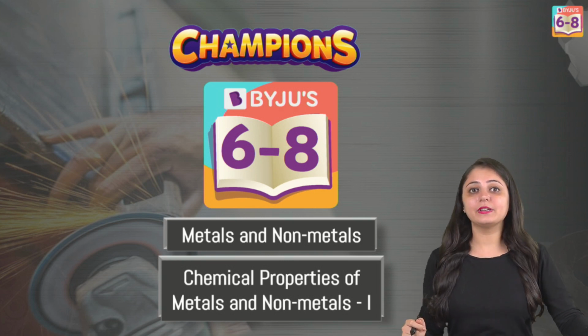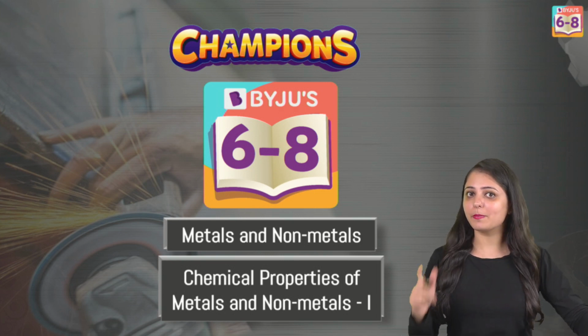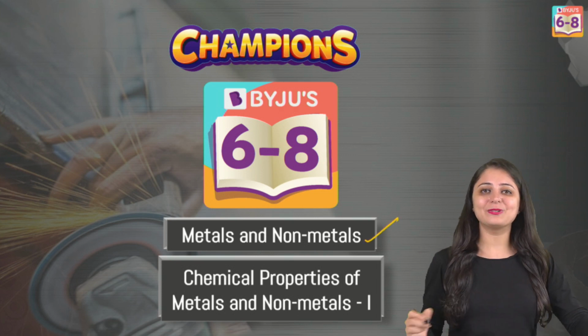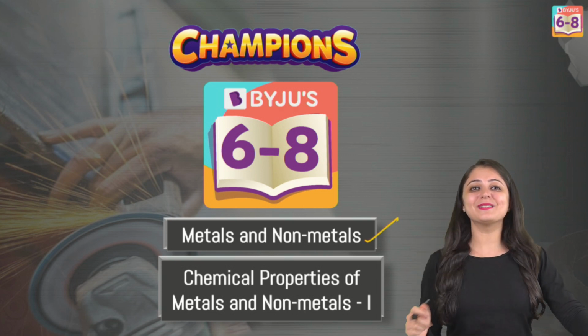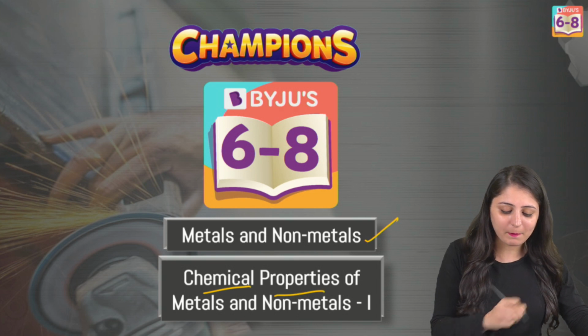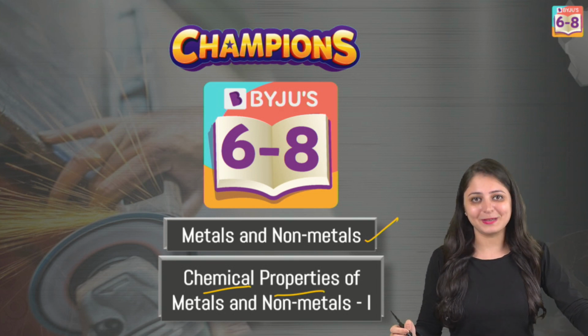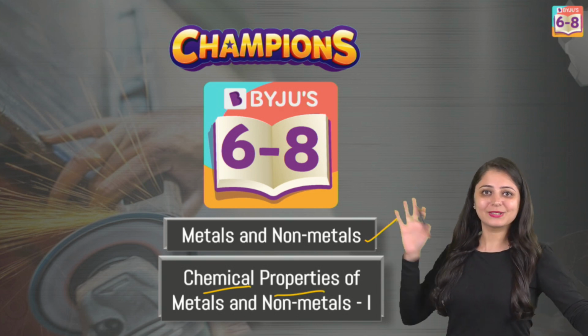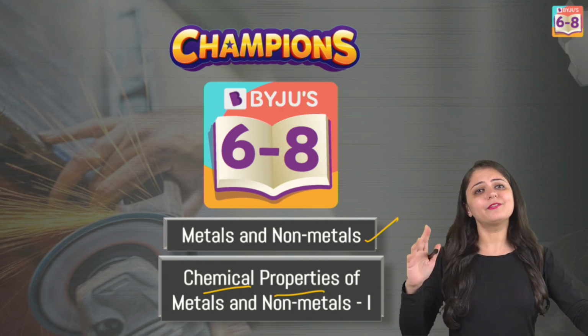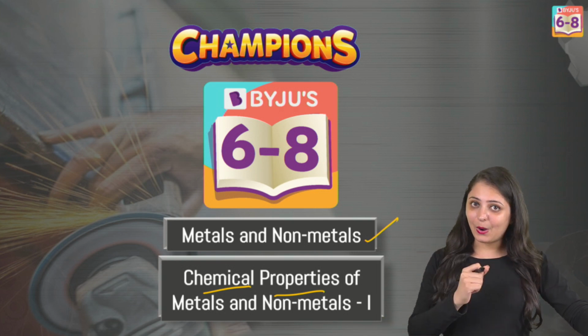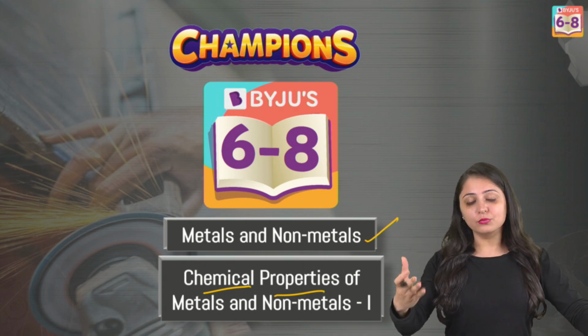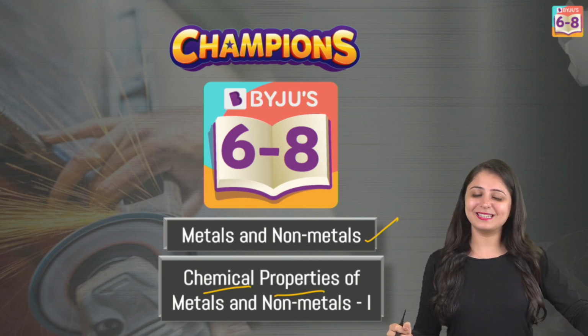And today we'll be studying another very interesting topic from this chapter, metals and non-metals. So today we will be exploring the chemical properties of metals and non-metals. So this is part 1 of the chemical properties. We've already done physical properties, right? So now it's time to move on and understand the chemical properties as well.